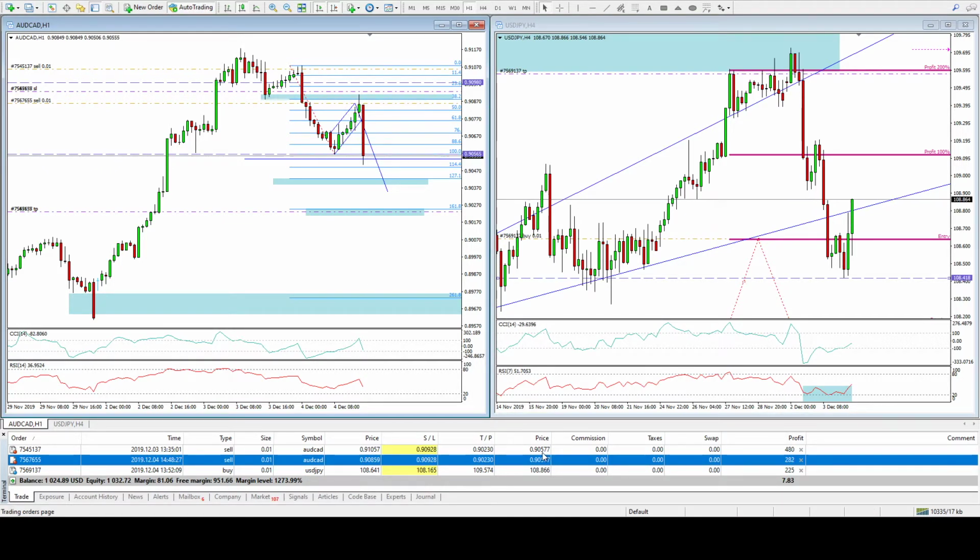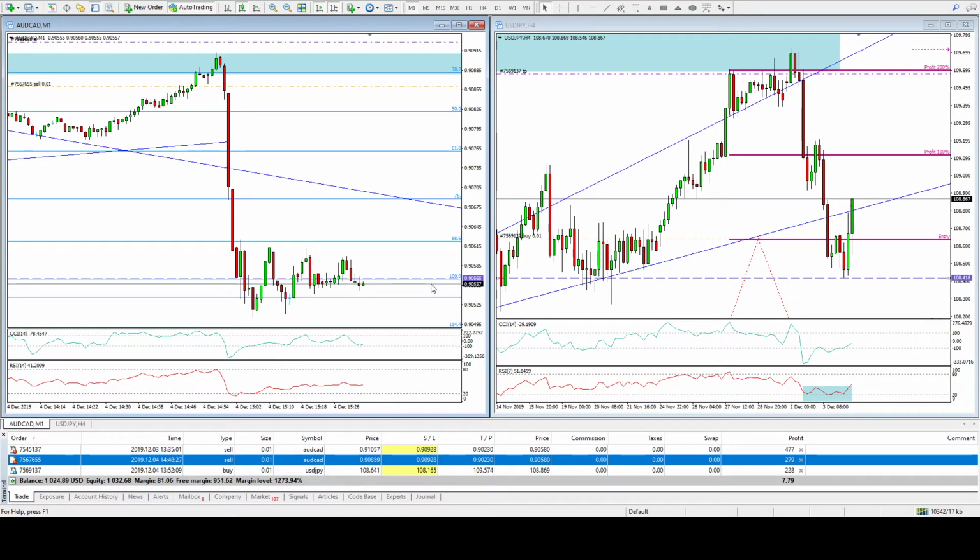We want the price to stay below 56. We want the price below 56. That's our whole thing. And don't forget we have 3 pips, excuse me, a spread here as well.